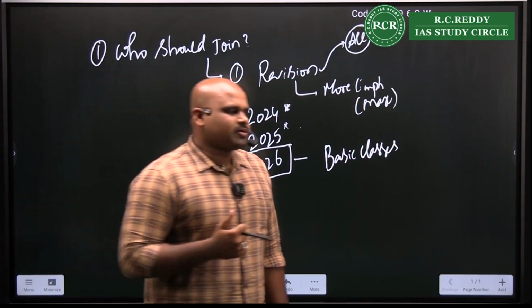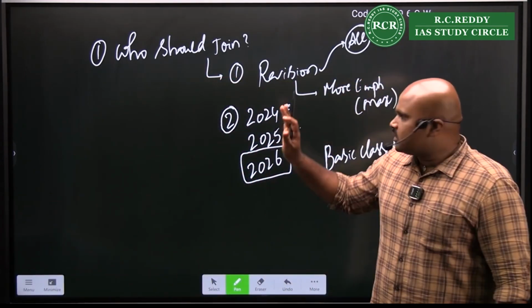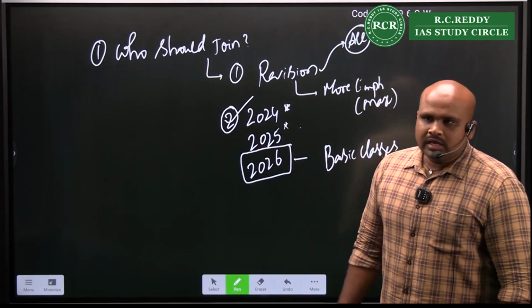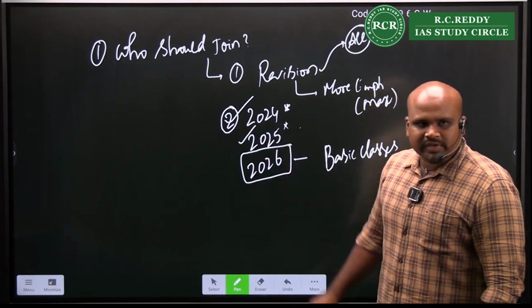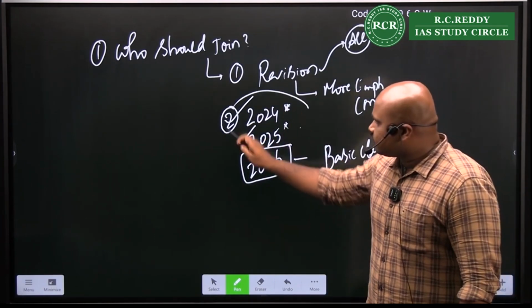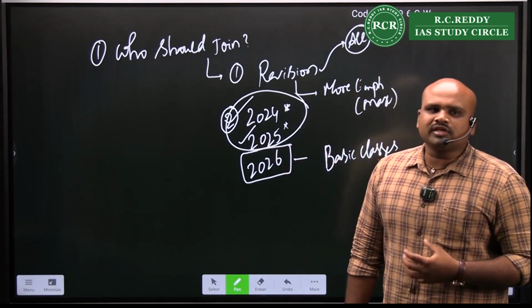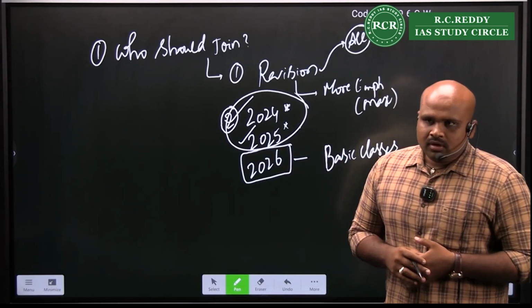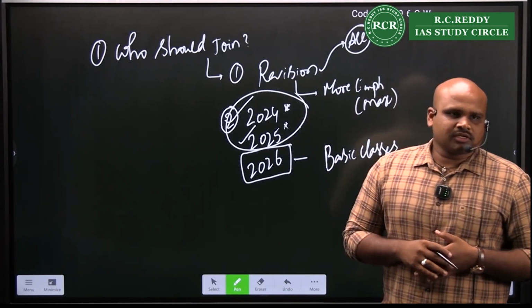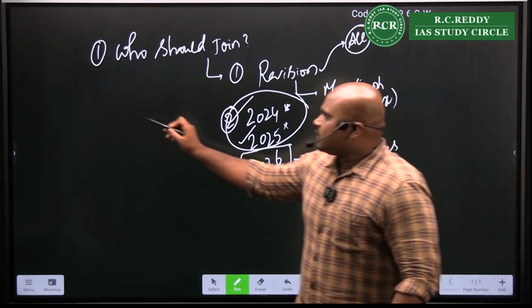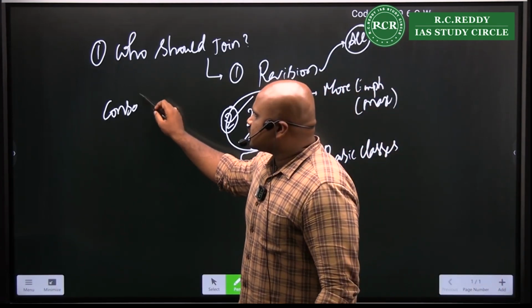So one understanding about this is, who is going to attend? An individual who is writing 2024. An individual who is planning to write 2025. These two, I would definitely suggest for them, for the reason that it's going to be more helpful. Because what is going to happen through this process is, we are fundamentally going to consolidate.